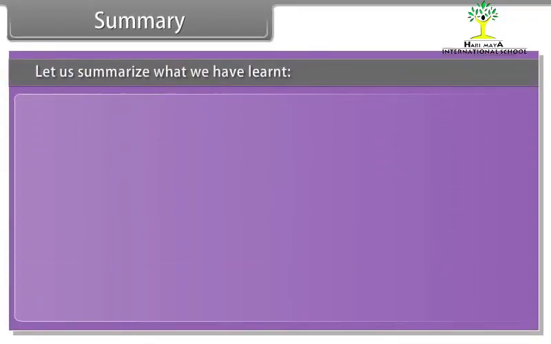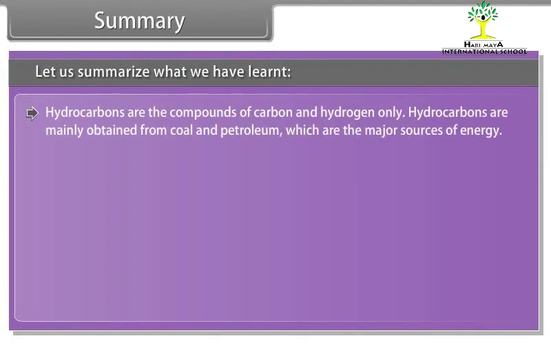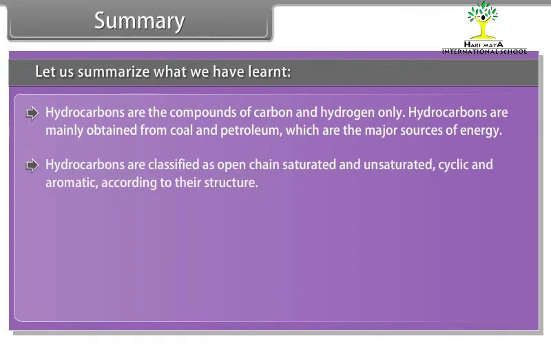Summary. Let us summarize what we have learned. Hydrocarbons are compounds of carbon and hydrogen only. Hydrocarbons are mainly obtained from coal and petroleum, which are the major sources of energy. Hydrocarbons are classified as open-chain saturated and unsaturated, cyclic, and aromatic according to their structure.